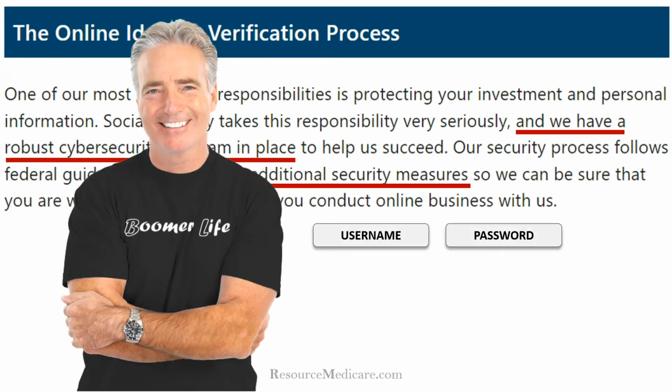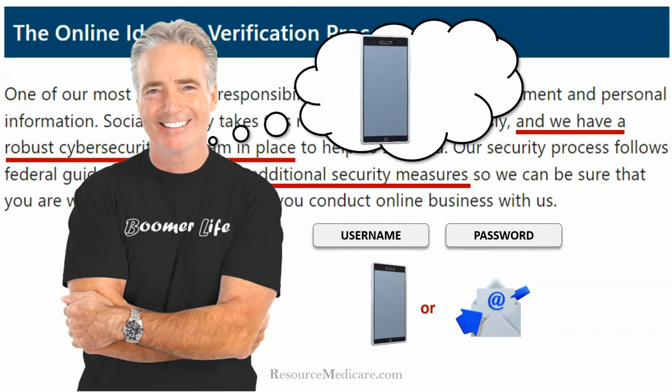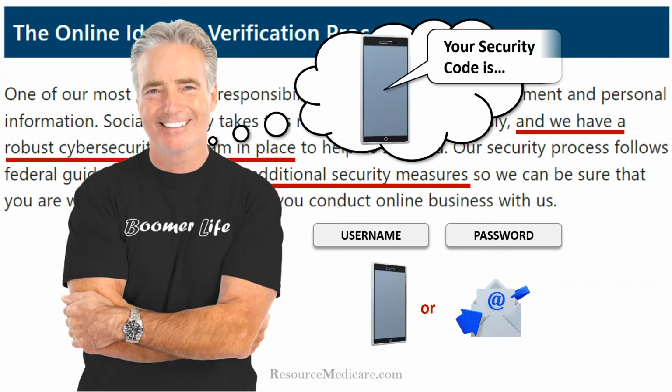So eventually you get to a point where you're going to create a username, you'll create a password, and then it's going to ask you to verify your identity. They're going to send you a security code to either your mobile device, which will come in the form of a text message, or email. So if you choose the mobile device, you'll receive a text message. It'll have your security code, and you'll have to enter that security code into the website to verify your identity, and that's how they'll do it.